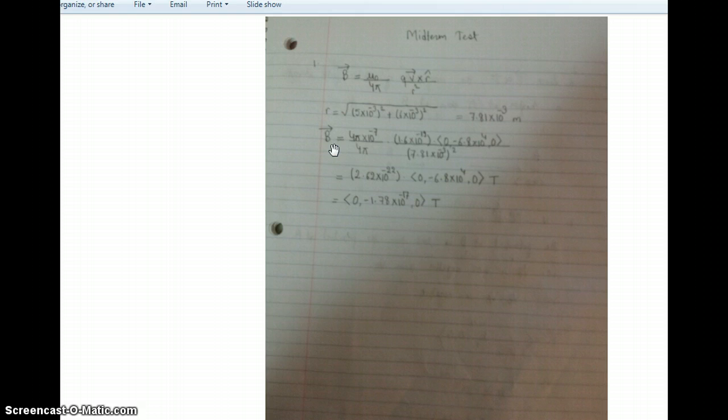Substituting the value of r, and the charge of a proton is 1.6 times 10 to the power negative 19 coulomb. Substituting the values in the Biot-Savart formula, the magnetic field at the location C equals (0, negative 1.78 times 10 to the power negative 17, 0) Tesla. It only has a negative y component. Its x and z components are 0.